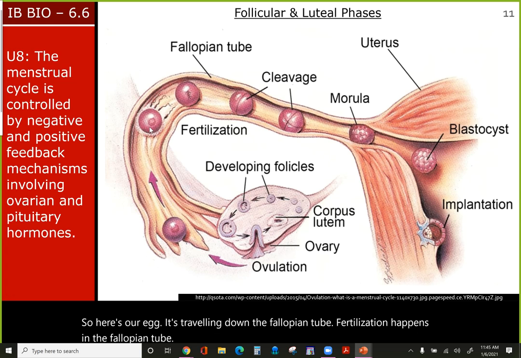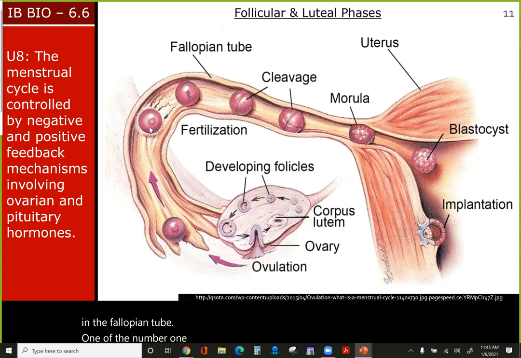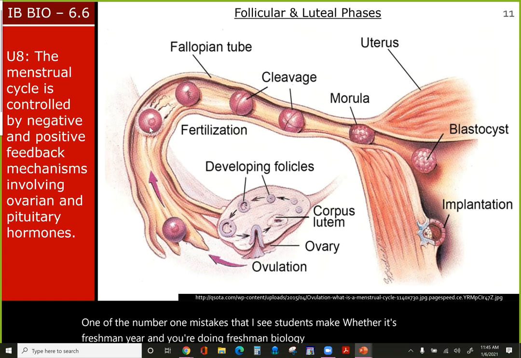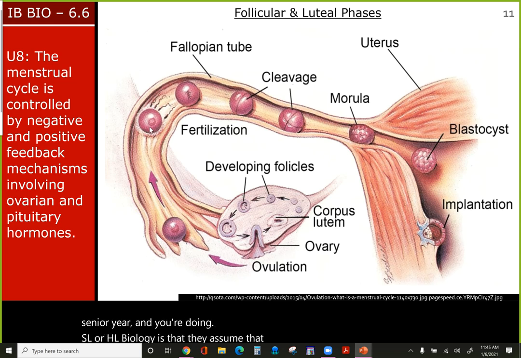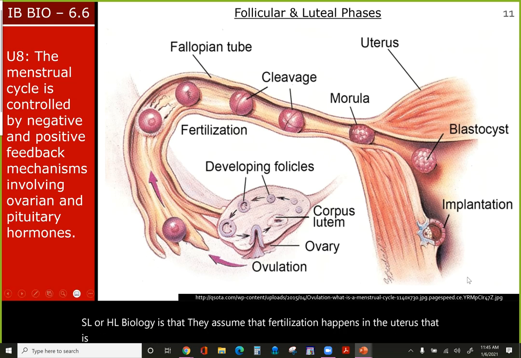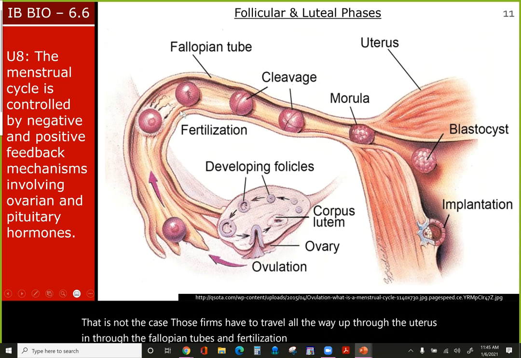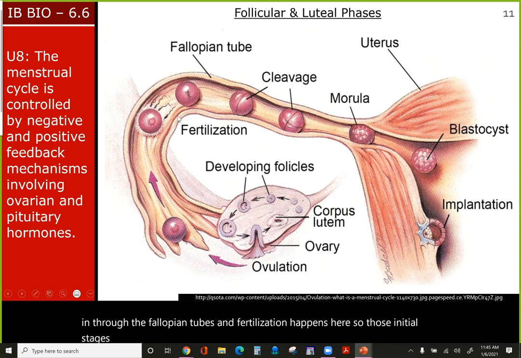One of the number one mistakes that I see students make, whether it's freshman year and you're doing freshman biology, or whether it's junior or senior year and you're doing SL or HL biology, is that they assume that fertilization happens in the uterus. That is not the case. Those sperm have to travel all the way up through the uterus, in through the fallopian tubes, and fertilization happens here. So those initial stages of development, those first mitotic divisions, are actually happening in the fallopian tube.